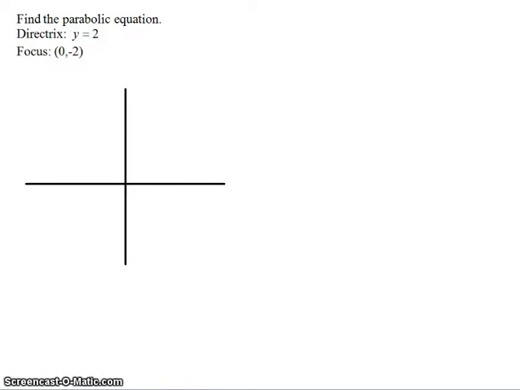So I have a directrix at y equals 2. So that means I have this horizontal line here, and this is the directrix, and I have a focus when x is 0 and y is negative 2. So here's our focus point here. And this visual gives me a pretty good understanding of what my parabola is going to do. Remember that the focus is within the cup of the parabola. So my parabola is going to be face down here. The directrix is in back of the vertex of the parabola.